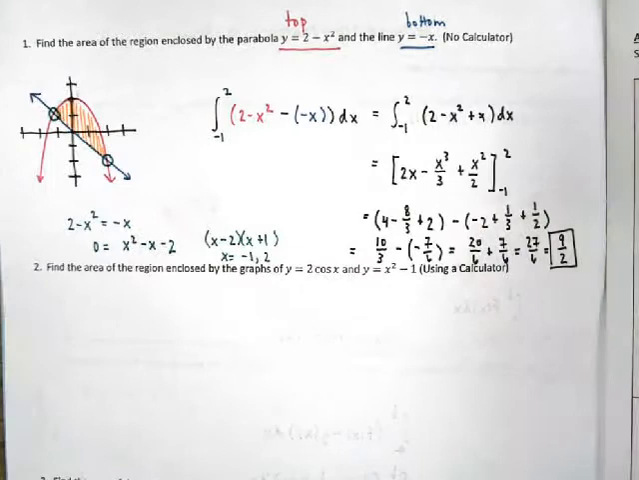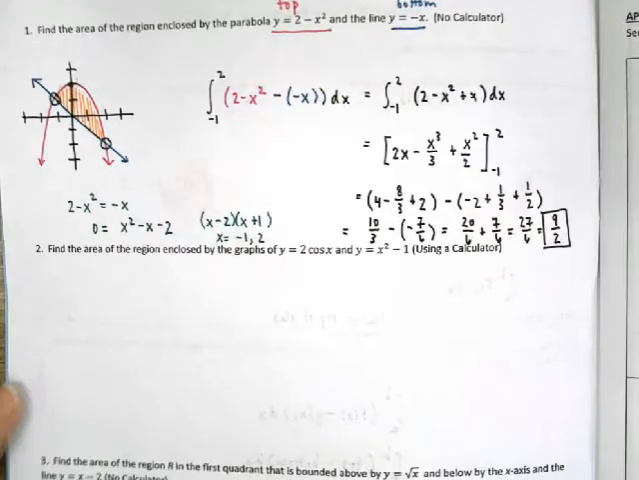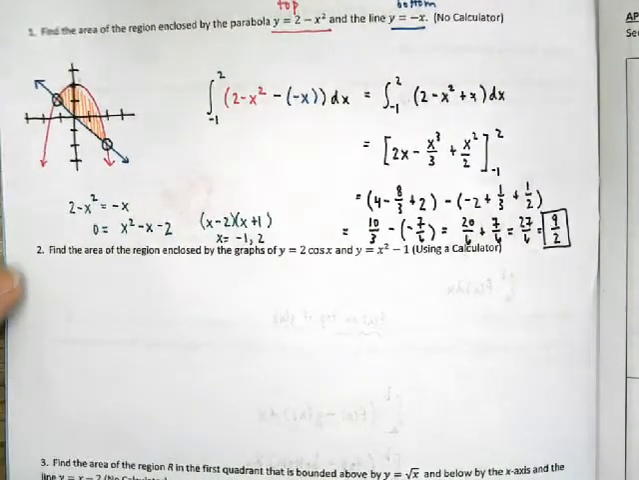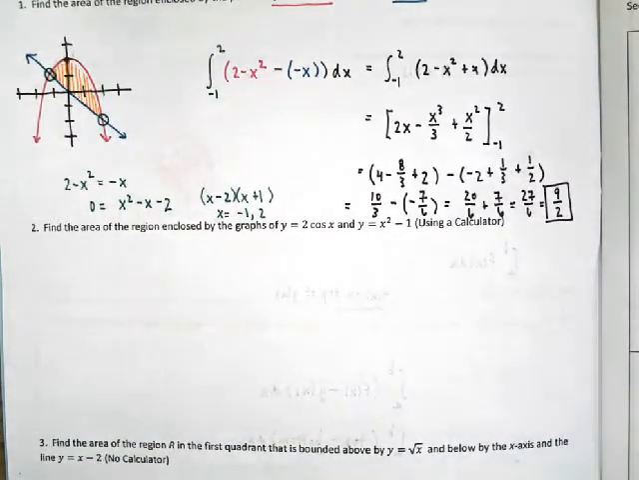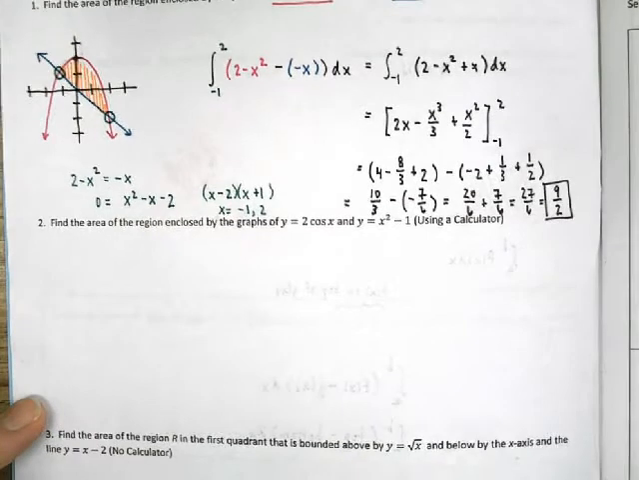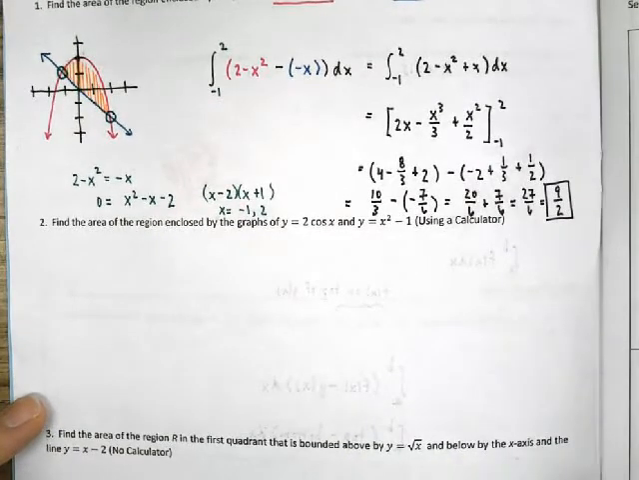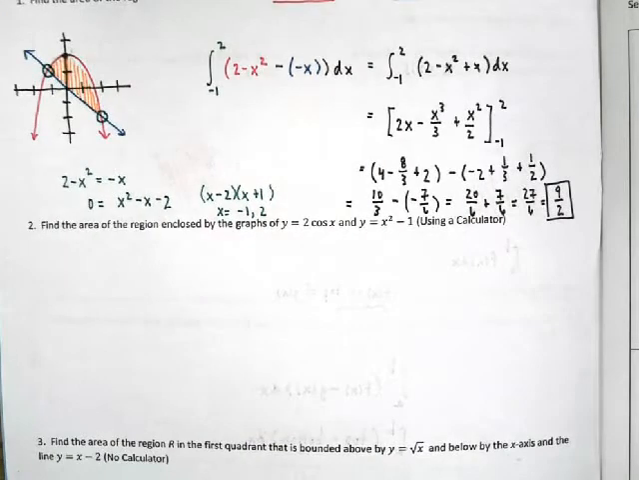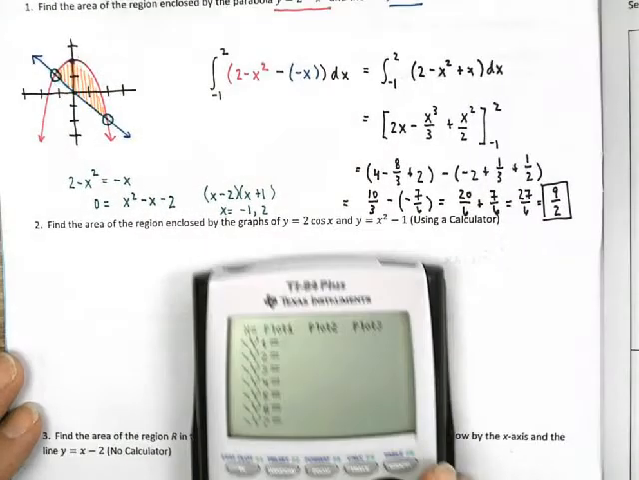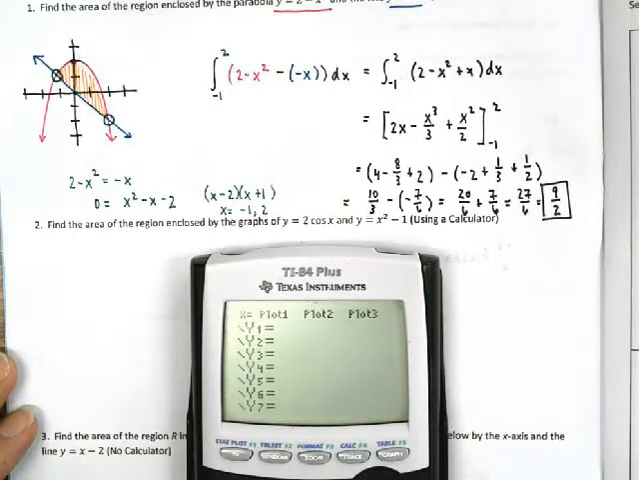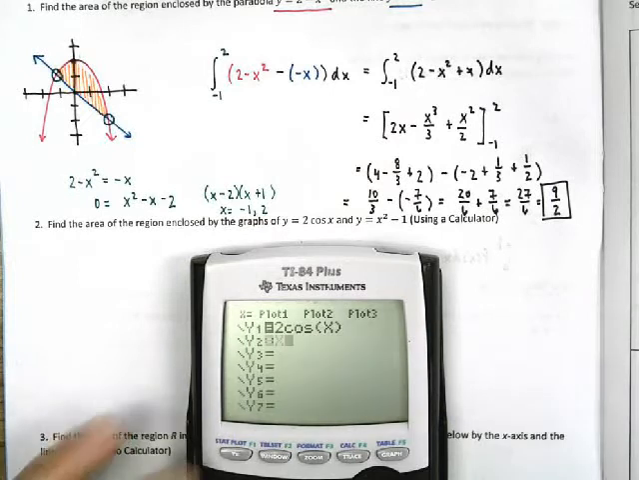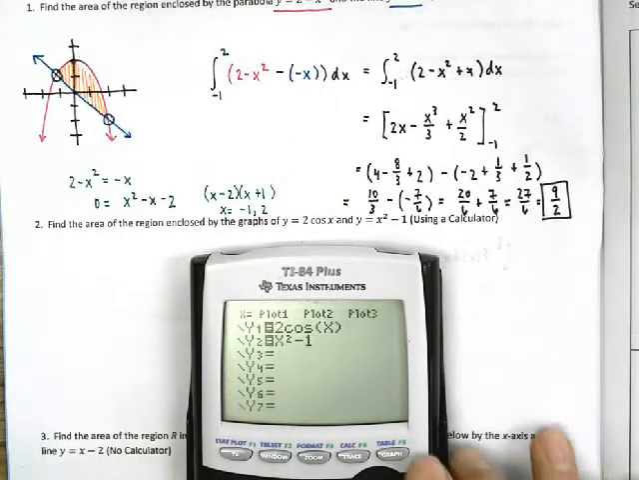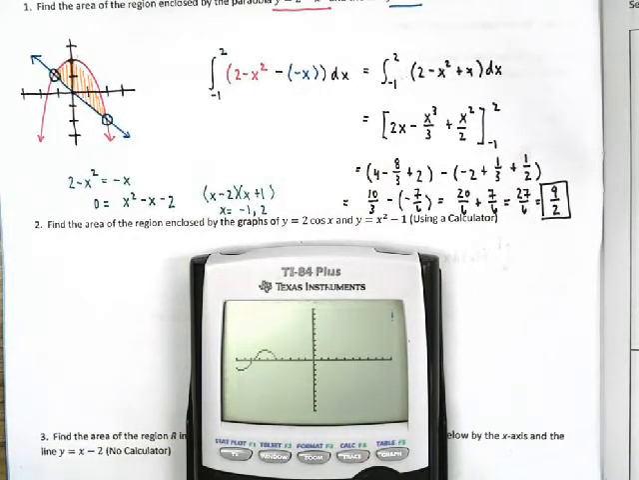Okay, let's go ahead and do another problem. Now this time number 2 is going to be a calculator problem, so we're going to use that to our advantage here. So I am going to first plug in these functions into my calculator. Again, I need to determine which is going to be my top curve and which is going to be my bottom curve. So in the y1, I'm going to put in my 2 cosine of x. And let's see, y2 is x squared minus 1. And I'm going to graph those.